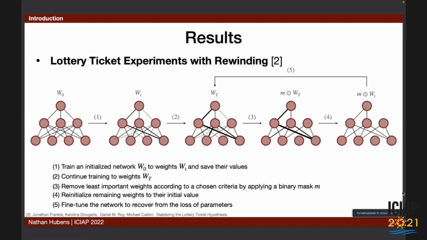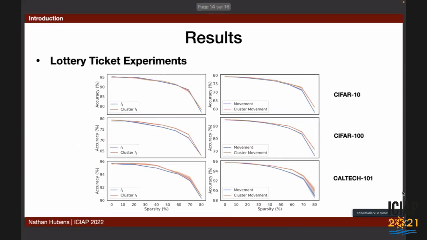By doing this experiment, what we want to show is to compare whether the tickets that we find with our technique are of good quality, or better than the tickets that are found with a common criteria. So here you can see the accuracy for different levels of sparsity, and the curve in orange is when applying the clustering technique. And we can see that in most cases and for most sparsity levels, the application of the clustering technique helps to find better performing winning tickets.